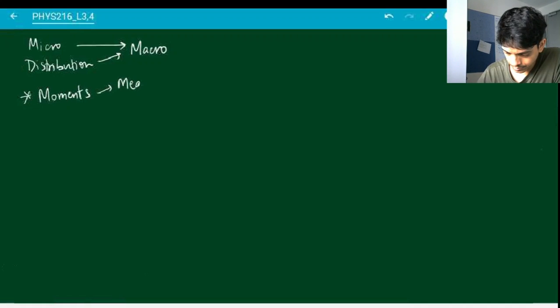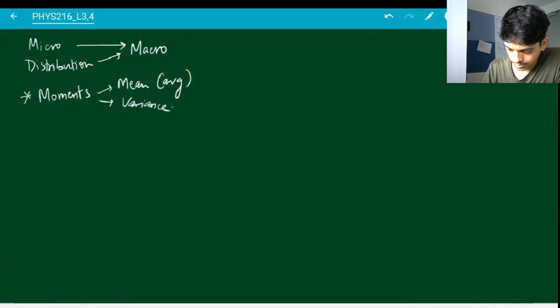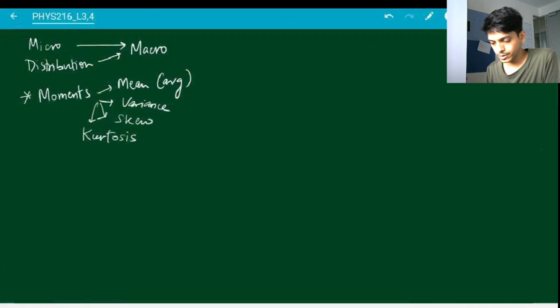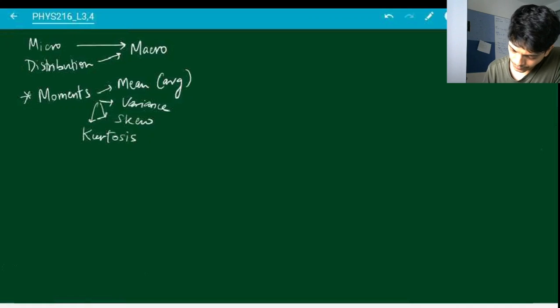So the mean or the average is one moment. Then the variance is another moment. Then there's something called skew. That's also a moment. There's something called kurtosis. That's the fourth moment, and so on. So we'll define some of these and see how to calculate them. So the first one that we're going to look at is the mean or the average.